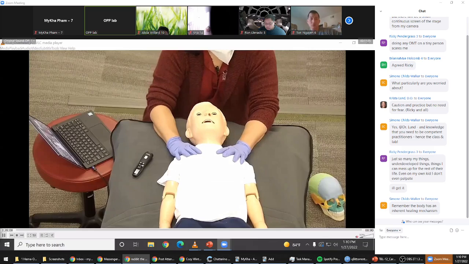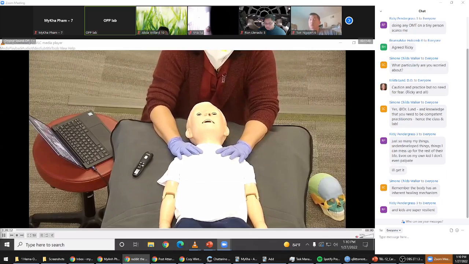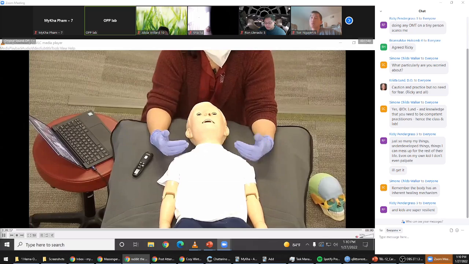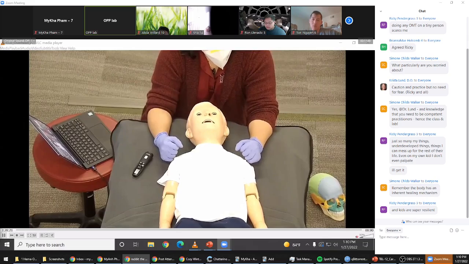So releasing the thoracic inlet with a myofascial technique is one possibility that helps open that drain to allow drainage for otitis media or upper respiratory infection.